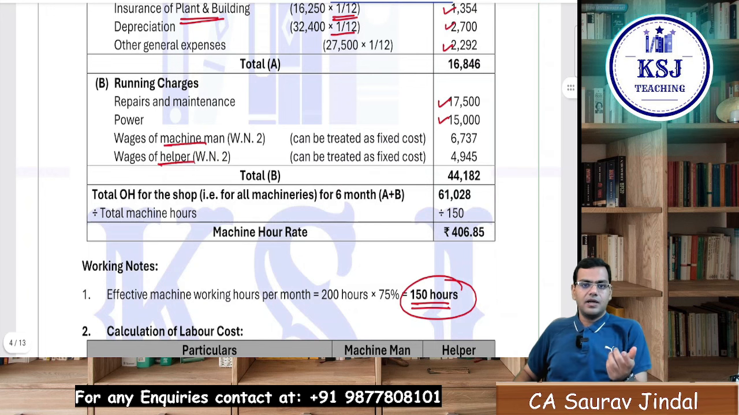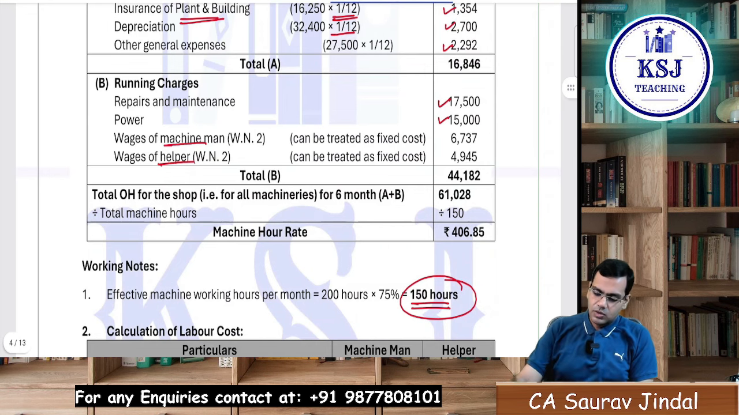Because it is not dependent upon the hours, or it will not change depending upon the hours. Here the hours are not variable. The hours is 200 hours for which we are paying. So it can be dependent upon the running also, or it can be treated as a fixed cost also. Total divided by the number of effective machine hours, 150, you will get the machine hour rate.